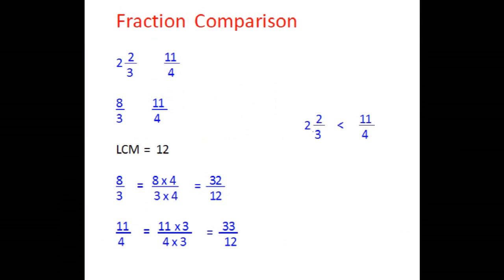That means 11 over 4 is greater than 2 and 2 over 3. This is how you can compare different fractions. If those are like fractions, it's easy to compare. If those are unlike fractions, first we convert them into like fractions. If those are mixed numbers, then we first convert the mixed number into an improper fraction and then see if they are like or not, and if they are unlike, then convert them into like fractions and then compare.